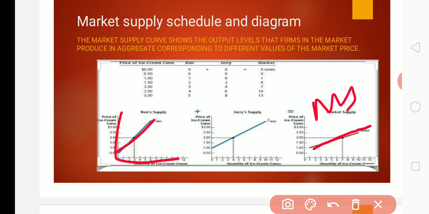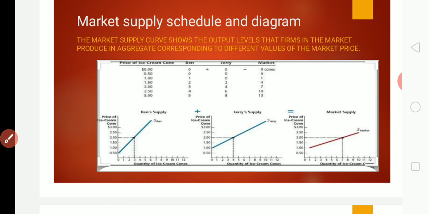The market supply curve shows the output levels, that means here on the OX axis, the quantity supplied is measured. That means it is showing the output levels that firms in the market produce in aggregate corresponding to different values of the market price. Here the prices are indicated, here the output, how much is supplied, is indicated. So aggregate means what is the price and how much quantity is supplied in the market by Ben and Jerry. This is what the market supply curve simply shows us.